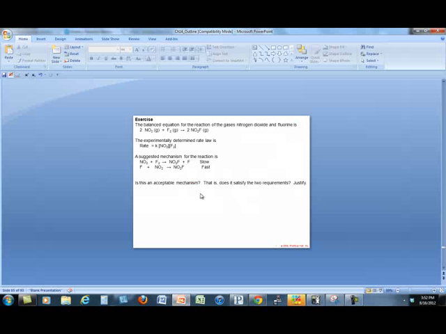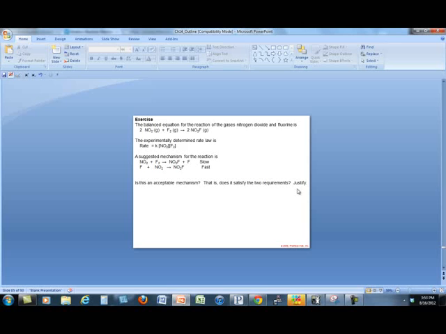Okay, so let's take a look at this problem. It says the balanced equation for the reaction of the gases nitrogen dioxide and fluorine is the following. It gives us an experimentally determined rate law. On the AP free response, you're probably going to be asked to determine the rate law, but here we're given it, and it said here's a proposed mechanism. And the question is, is it acceptable, and does it meet the two requirements? So let's take a look.